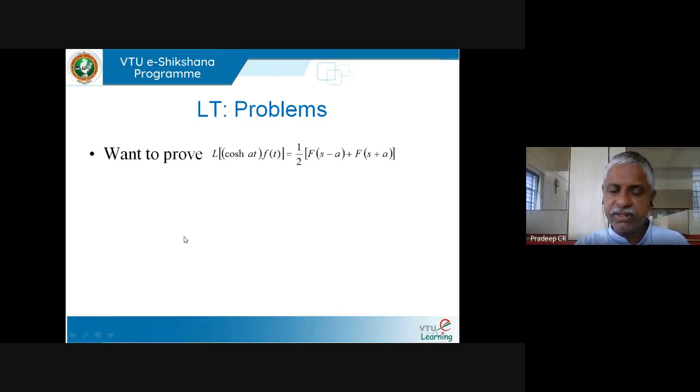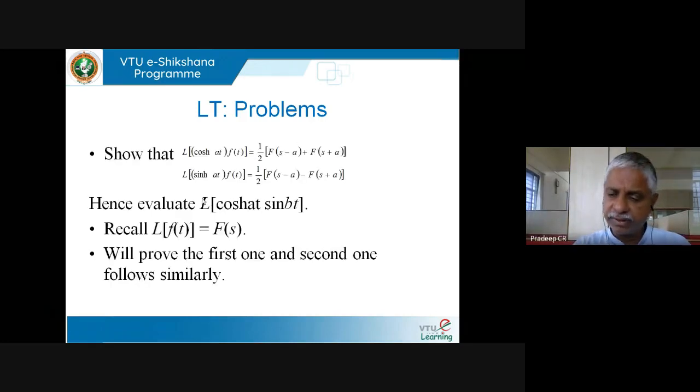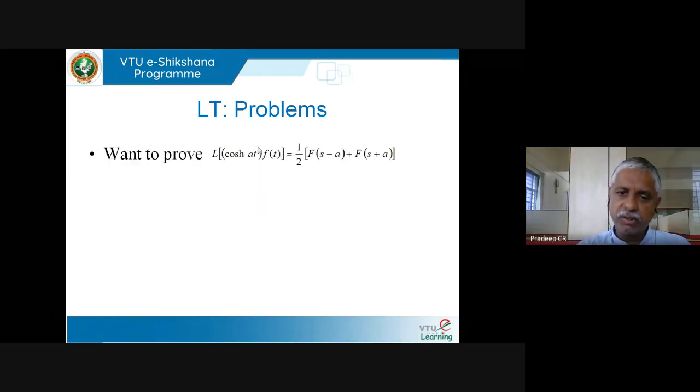The first one is Laplace of cosh(at) f(t) is half of F of s minus a plus half of F of s plus a. That's what I'm trying to prove here. So how do I go about it? Remember, I told you this before also. Whenever you see hyperbolic cos, just don't bother. Use the definition, because hyperbolic cos is just a notation for e to the power at plus e to the power minus at, by 2. It's another notation for the exponential function. That's all there is. Nothing else. So let us use that directly.